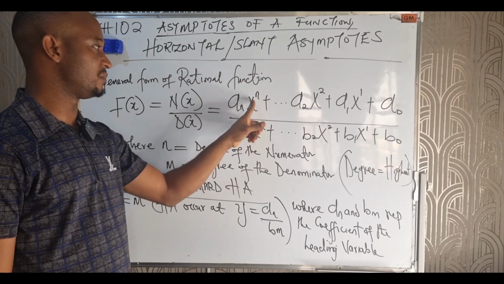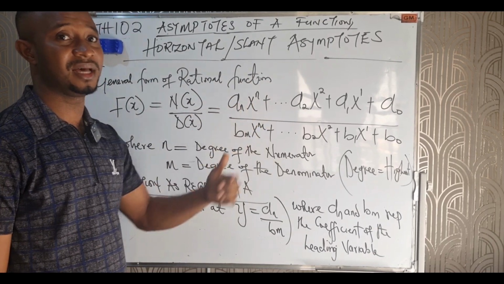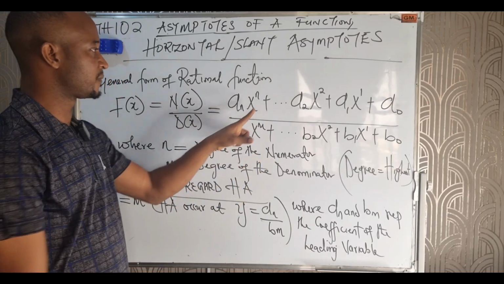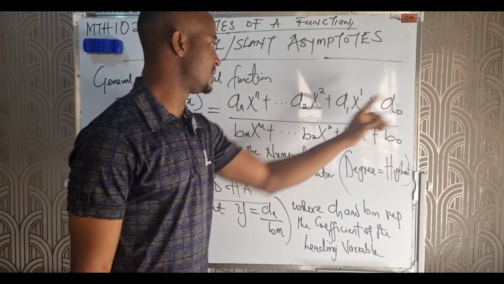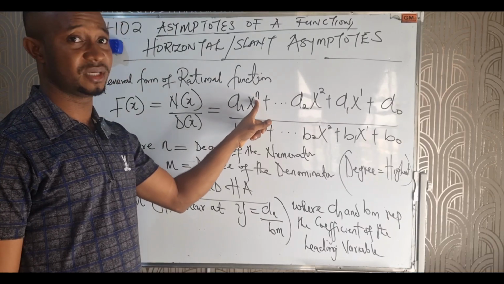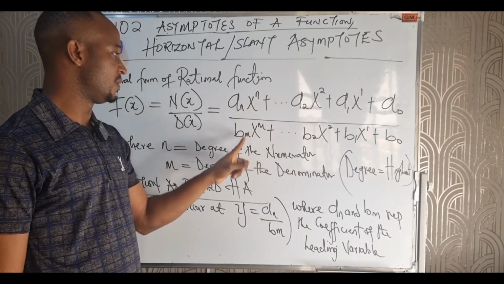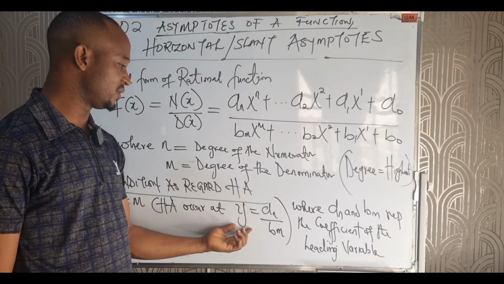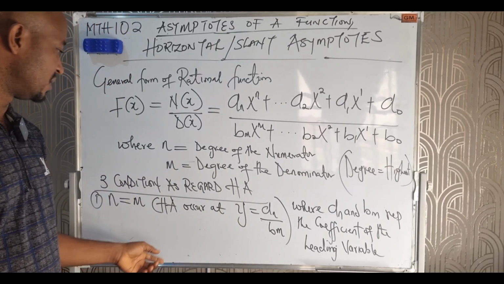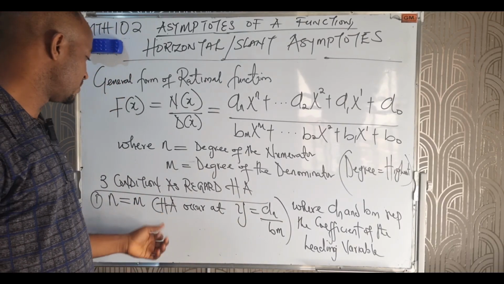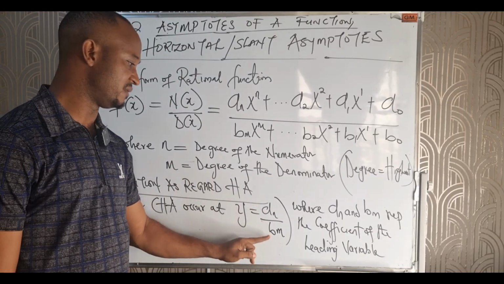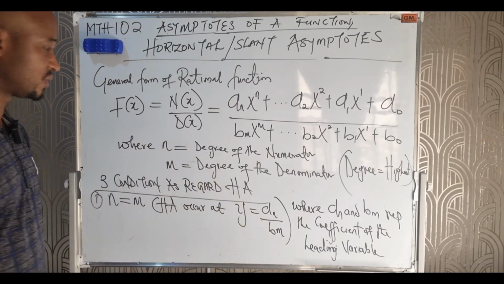What is the leading variable? It means the variable with the highest power, that has the highest degree. Exactly. So obviously, since the power is decreasing, this becomes the leading variable. So the coefficient here is a_n. What about this? b_m. So when we divide this by this, that will give us the value of our horizontal asymptote. So our HA occurs at y equals a_n divided by b_m. Let's see condition 2.